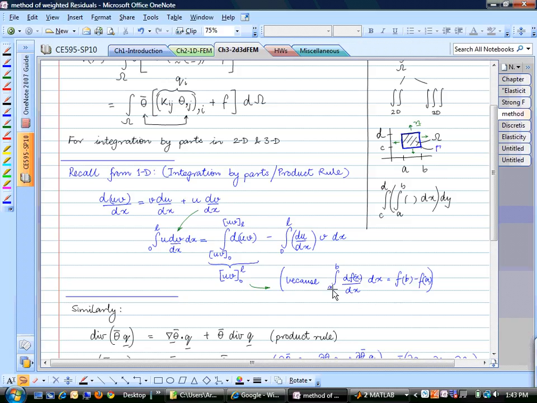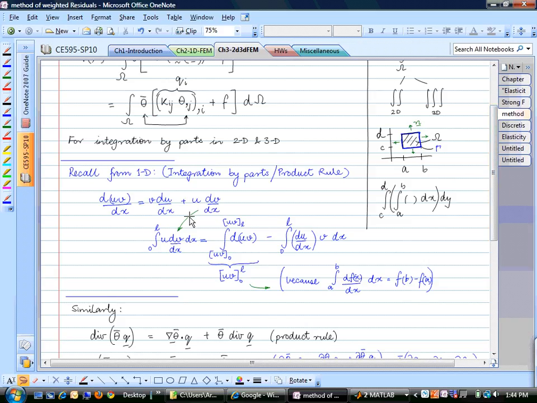And if you apply the limits a to b, then what you would have here is f evaluated at the point b minus f evaluated at the point a. And believe it or not, this thing is called the fundamental theorem of calculus. So this is a fairly simple thing, but there's a big name for these kinds of things. And a similar thing happens also in 2D and 3D.